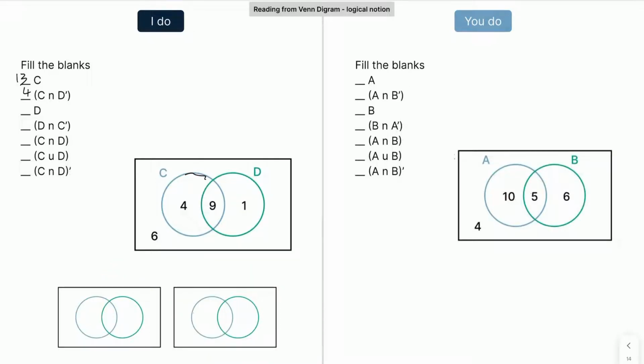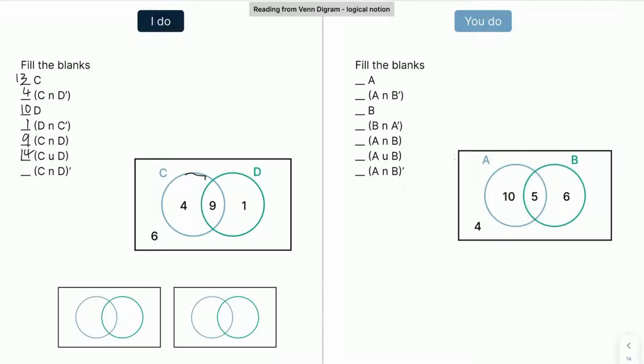The next one is D, which is 10. Then it's D and not C, so that's just going to be this bit there, which is 1. Then it's C and D, which is this bit in the middle here. Then it's C or D, which is everything inside here. So that's 9 plus 1, which is 10 plus 4, which is 14.